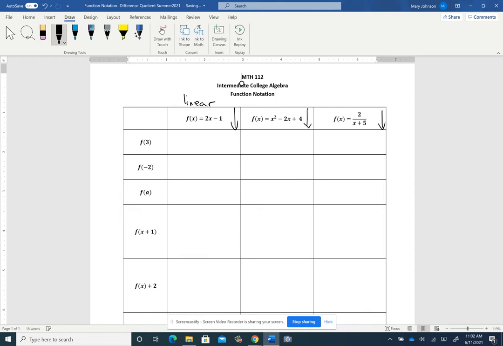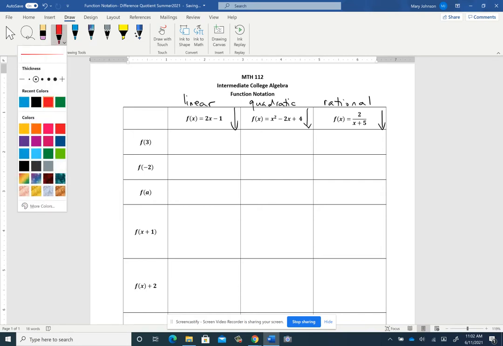So the first function is linear. If I were to graph it, it would be a straight line. The second function is quadratic. And the third example is a rational function. So I just want to go through and work through this.